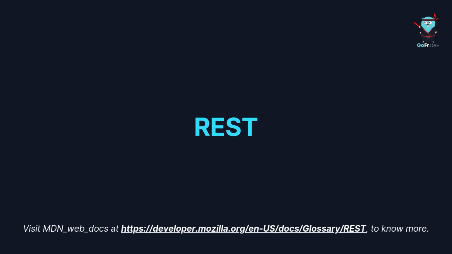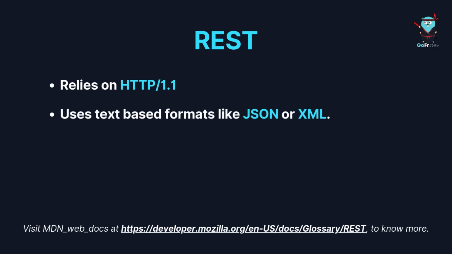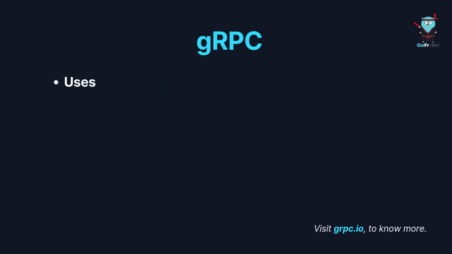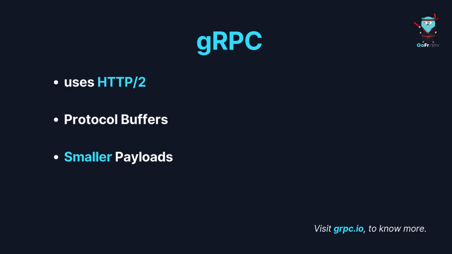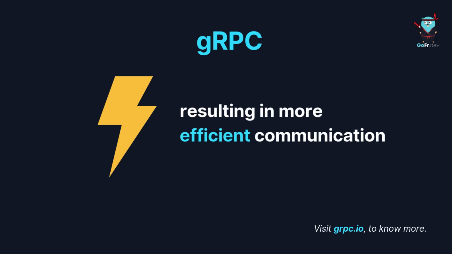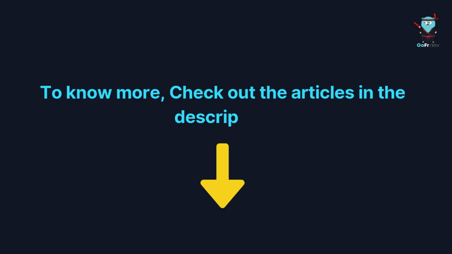Unlike REST, which typically relies on HTTP 1.1, with text-based formats like JSON or XML, making it easier to debug but slower and larger in size, gRPC uses HTTP 2 with protocol buffers offering smaller payloads, faster serialization, and more efficient communication. To dive deeper into the underlying transport mechanism and use cases, check out the articles linked in the description below.